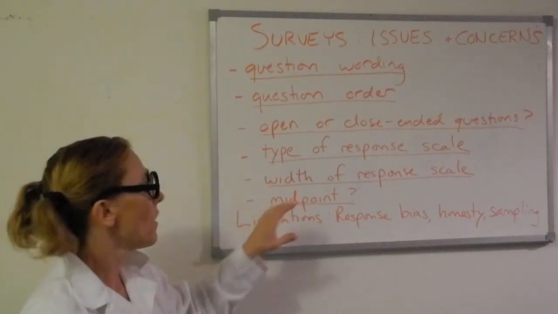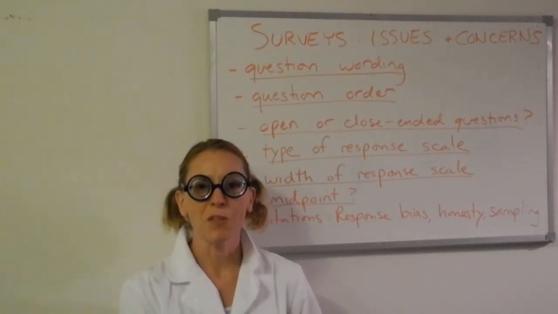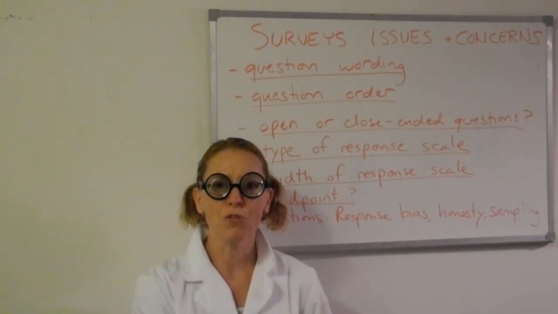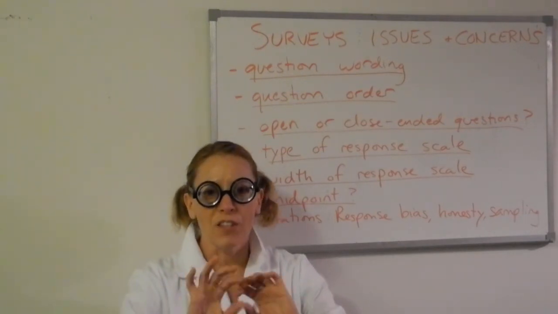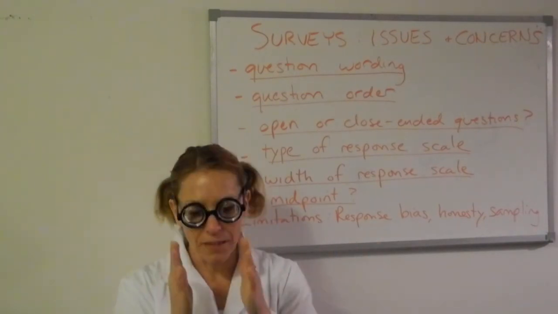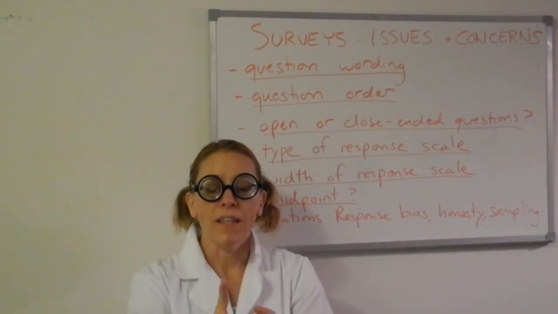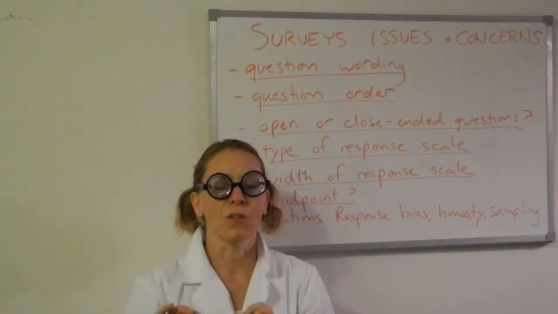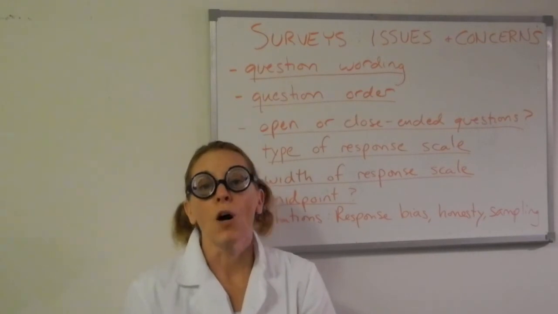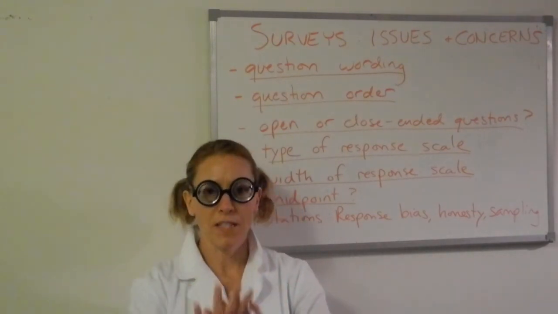And another question is, do you want to use a midpoint? I personally like the midpoint because I do believe that in most cases there is a neutral answer that should not force participants to go either yes or no at all. They simply should be allowed to say, I don't have an opinion, which is different than I refuse to answer or I don't know. That should be a different response that you allow them to have outside of the response scale.